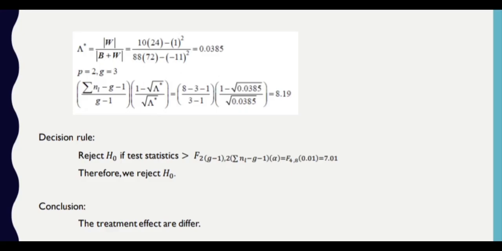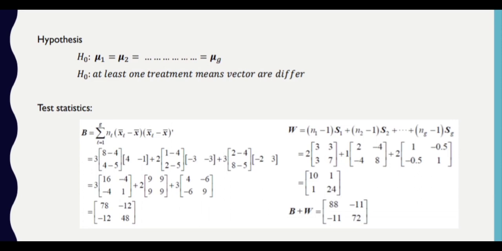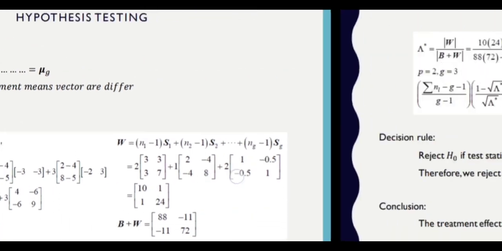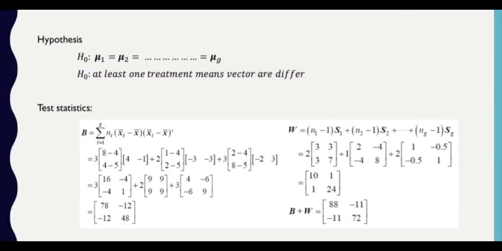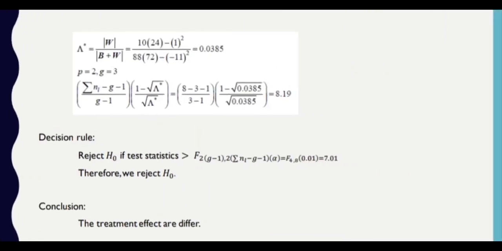Okay, which is nak cari determinant of the matrix W. How to find the determinant of this matrix? Will be 10 minus 24 cross, kan? Macam ni dah belajar sebelum ni. 10 multiply 24 minus 1 multiply 1. Okay, and then sama juga find the determinant untuk matrix B plus W. So you will get 0.0385.